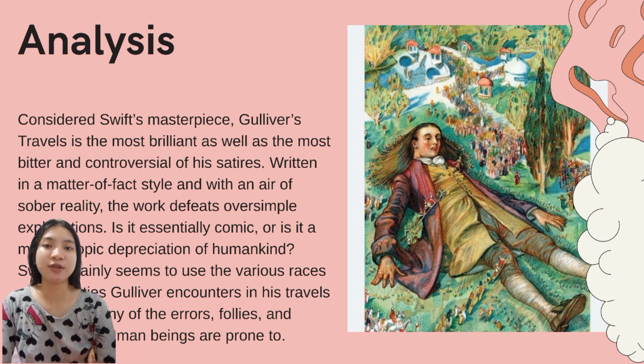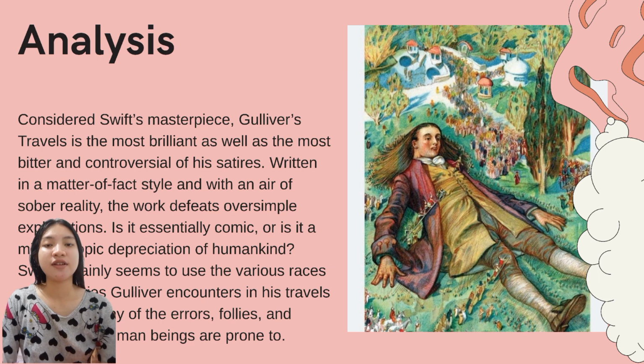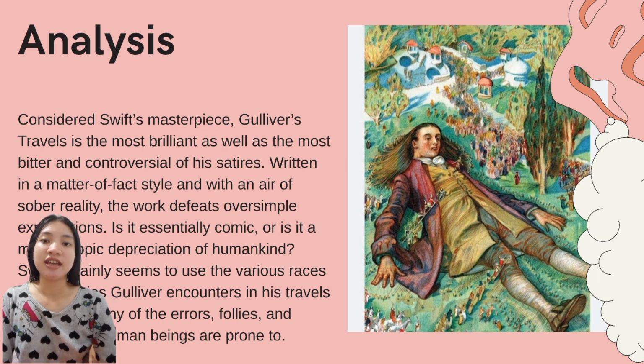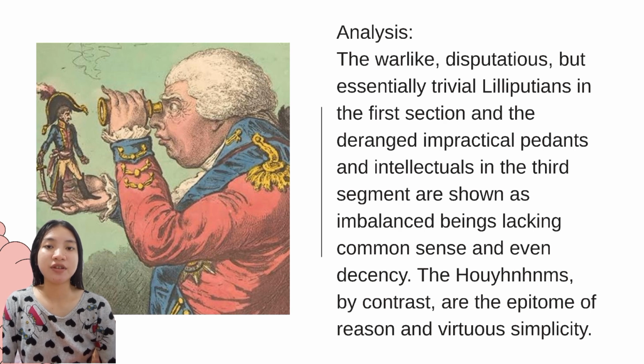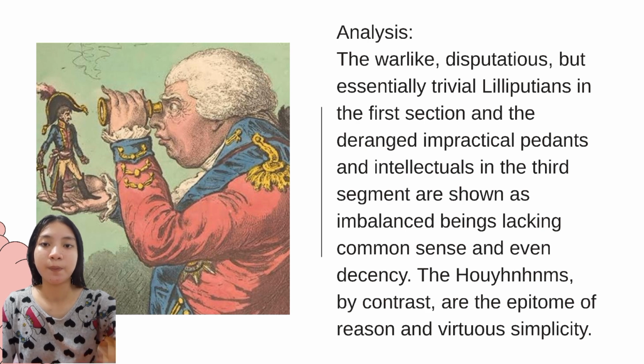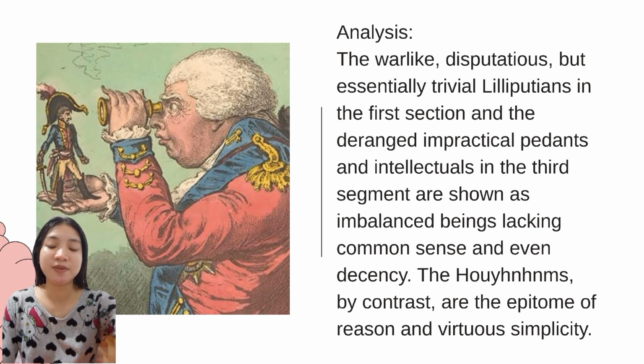Swift certainly seems to use the various races and societies Gulliver encounters in his travels to satirize many of the errors, follies, and frailties that human beings are prone to. The warlike, disputatious, but essentially trivial Lilliputians in the first section and the deranged, impractical pedants and intellectuals in the third segment are shown as imbalanced beings lacking common sense and even decency.